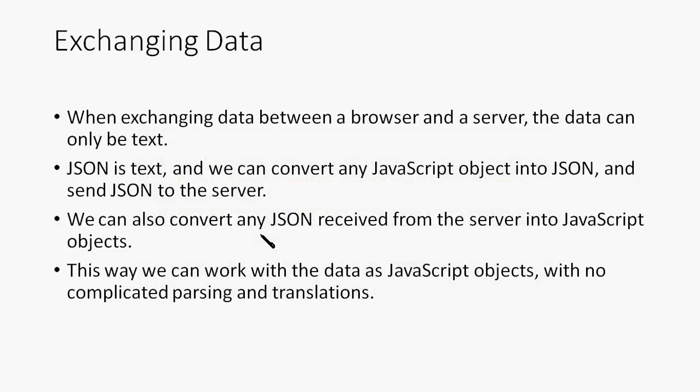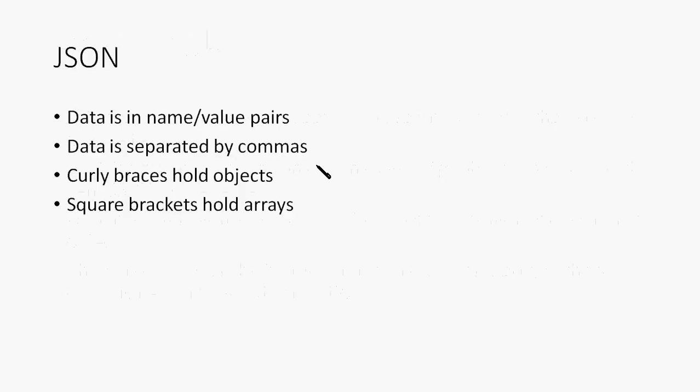In order to communicate between the browser and server, data can only be in text format. JSON is actually text type data. We can convert any JavaScript object into JSON and send JSON to the server. We can also convert any JSON received from the server into a JavaScript object. This way we can work with the data as JavaScript objects with no complicated parsing and translation.